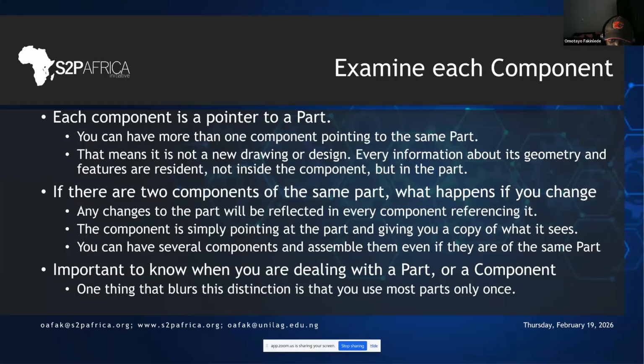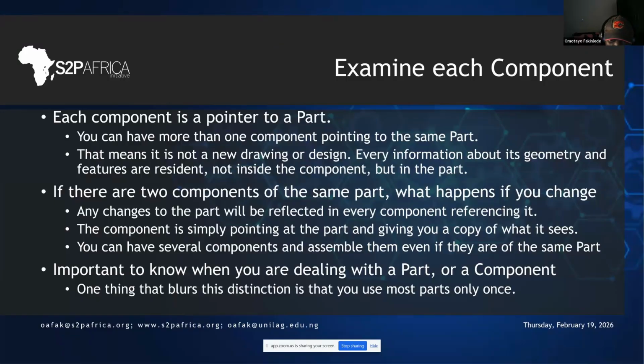You can have more than one component point to the same part. That means it's not a new drawing or design. All information about its geometry and features is resident, not inside the component, but in the part. If there are 2 components of the same part, what happens if you change it? Any changes to the part will be reflected in every component pointing to it. I want to avoid the word referencing, because sometimes it can mean something else. The component is simply pointing at the part and giving you a copy of what it sees. So if you change the part, all the pointers will see something new. You can have several components and assemble them, even if they are of the same part.